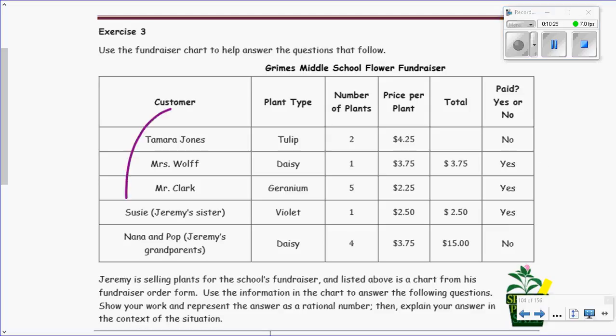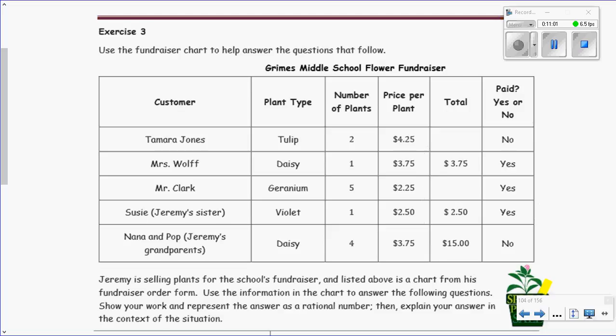The first thing we see is the customer's name. Then we see the type of plant that they bought, and then how many of those plants they bought, what the price is per plant. So the interesting thing in this column here is I'm going to be multiplying those two together to figure out the total cost. And then has that person paid or not? So Jeremy kind of has this chart going to keep everything in order. He's got the customers, the flowers, how many they got, the price, how much they need to pay if they haven't paid, and what the totals would be.